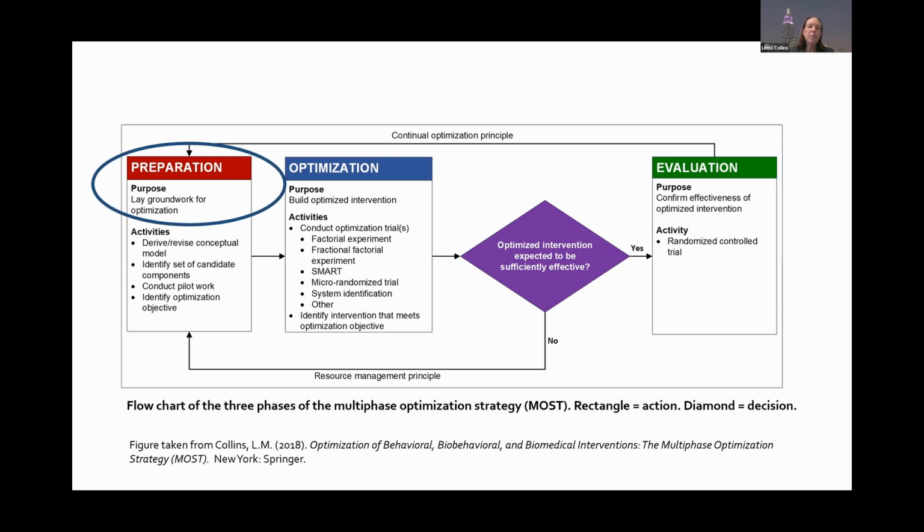So the first phase is preparation. And a lot of this is going to seem familiar to you because it's, first of all, common sense. And secondly, what most intervention scientists do anyway. Derive and revise, as the case may be, a detailed conceptual model. Identify a set of what we call candidate intervention components. And we call them candidate components because it's not a foregone conclusion that they're going to eventually make their way into the optimized intervention. So they're candidates for inclusion in the intervention. You're kind of going to audition them, so to speak, in the optimization trial.